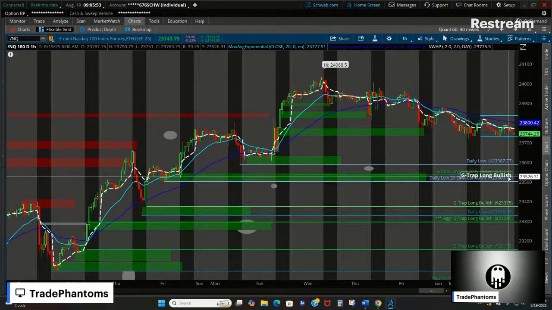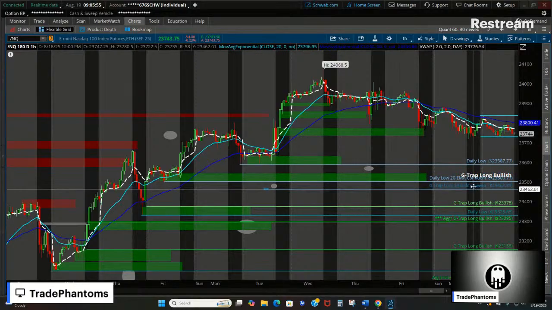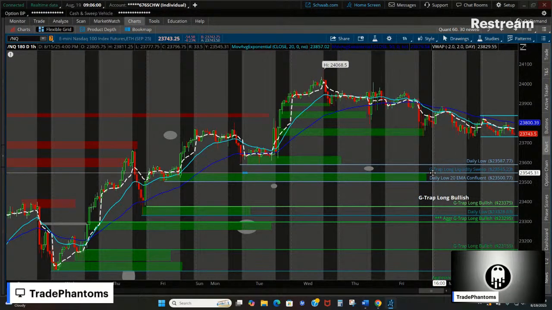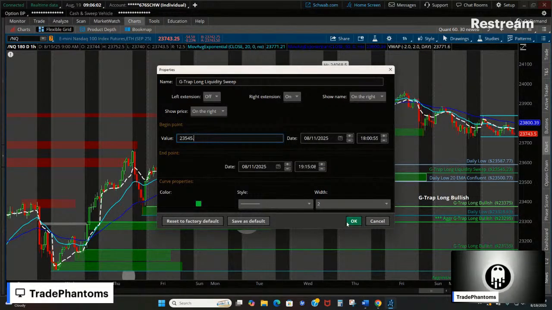There's also another daily low. Remove this note. There's also another daily low. I'm not done here yet with this. Here's why.